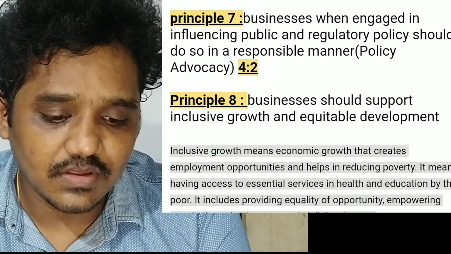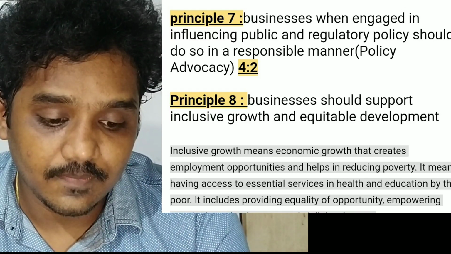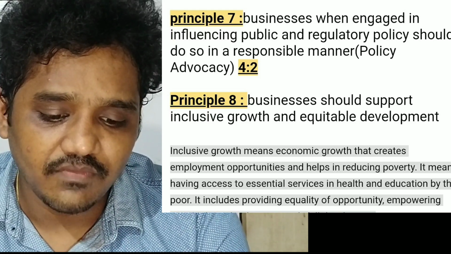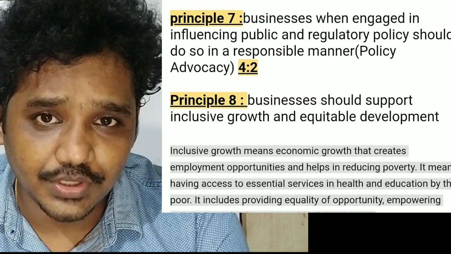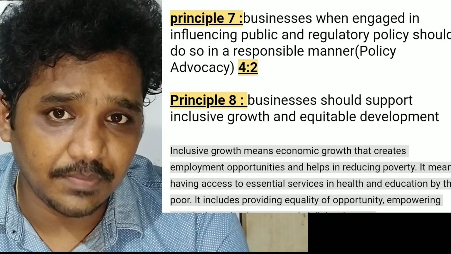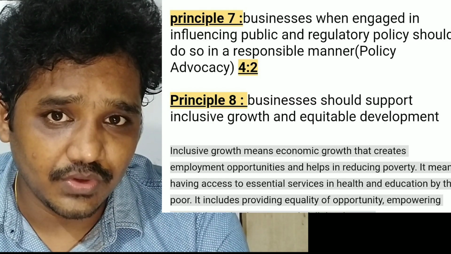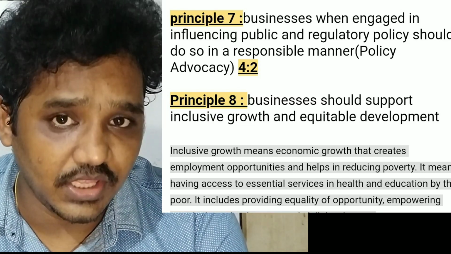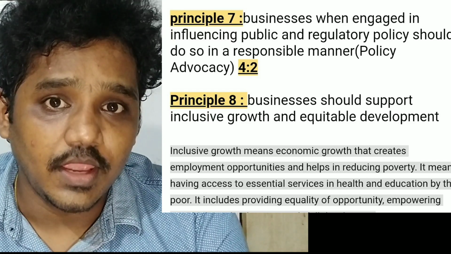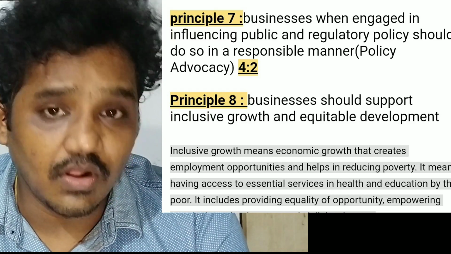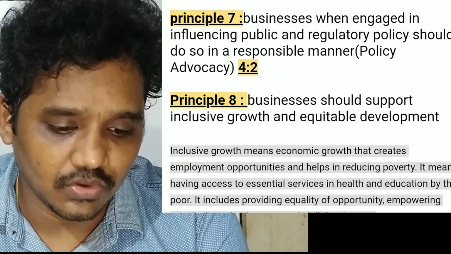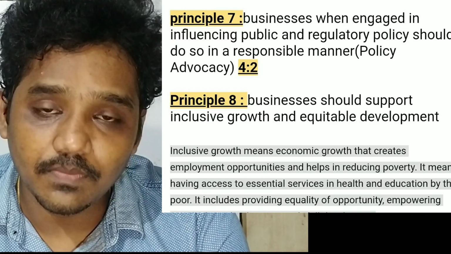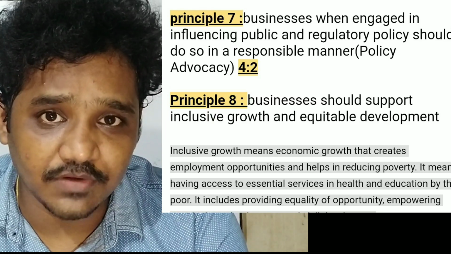Principle 8: business should support inclusive growth and equitable development. Inclusive growth means economic growth that creates employment opportunities and helps in reducing poverty. That means when you create employment opportunity, you should give it to all the people in an equal manner. Like caste, creed and religion, you should not look at those areas, and you have to give equally. Then only people's economic status will also grow along with your growth. That is the point, inclusive growth. When I say inclusive growth, the ratio is 3:4, 3 principles and 4 core elements.